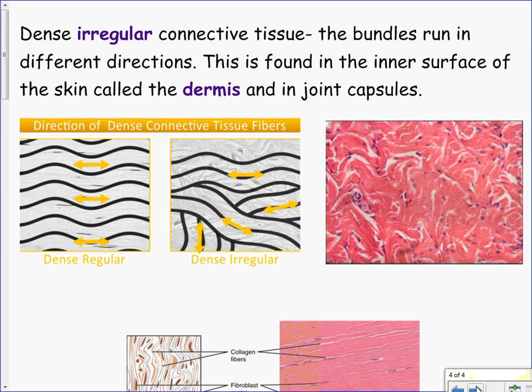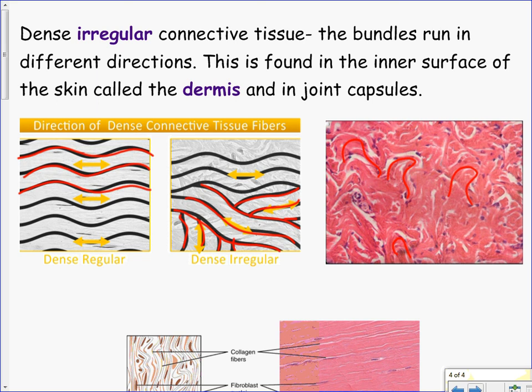So this is showing you kind of a comparison between the two. Here's our dense regular, where the collagen fibers seem to run in one direction, right? Where here, dense irregular, they're still running in bundles or cords. You can still see some kind of cords running together. They just aren't all running in the same direction. Now you've got a cord of them running this way and a cord of them running a different direction. And it kind of creates all these swirly patterns in here. You can see this is what it would look like under a slide.